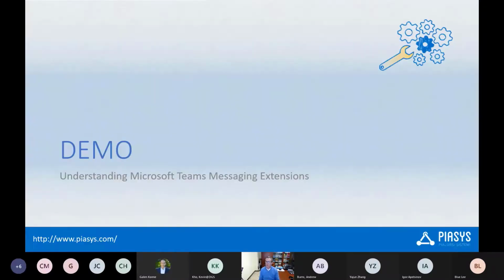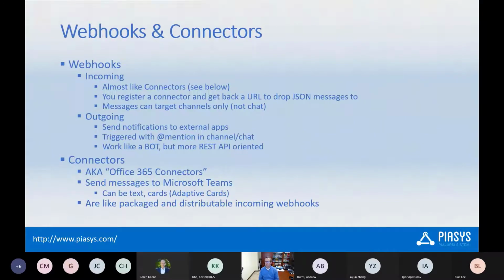What else? Well, from an extensibility point of view, we can also extend Microsoft Teams by creating connectors and webhooks. Webhooks are available in two different flavors: incoming and outgoing webhooks. Incoming webhooks are those that allow an external solution to send messages to Microsoft Teams. An outgoing webhook is whenever Microsoft Teams sends messages to an external system that we create.